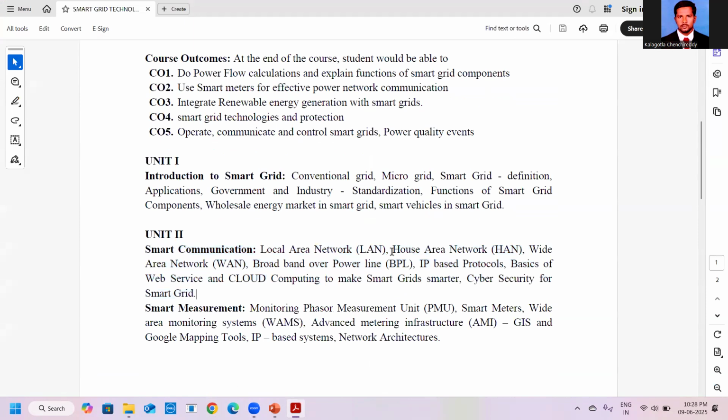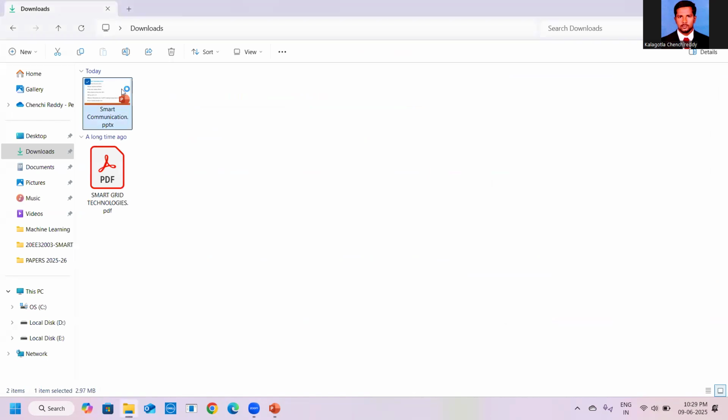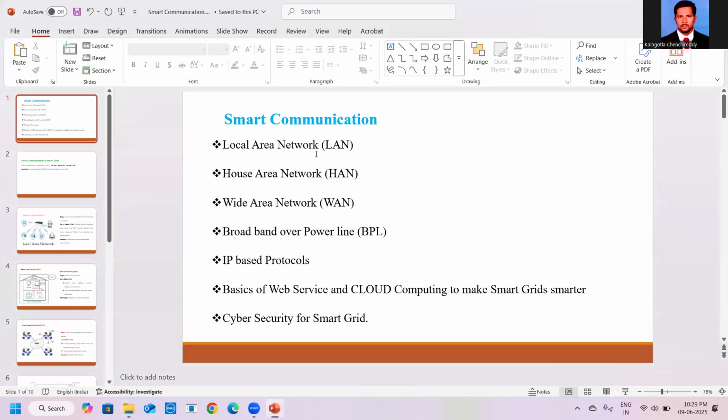First one is the local area network, LAN. Second one is the house area network, HAN. Next, wide area network. Next, broadband over power line and IP-based protocols, and basics of web service and cloud computing to make smart grid smarter, and cyber security for smart grid. These are the smart grid communication technologies. These are the contents: LAN, WAN, and HAN, BPL, and IP-based protocols.